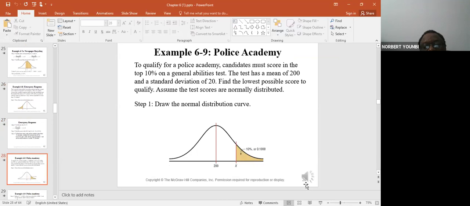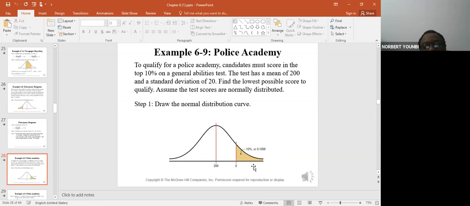Let's do an example for inverse normal. To qualify for a police academy, candidates must score in the top 10% on a general abilities test. The test has a mean of 200 and a standard deviation of 20. Find the lowest possible score to qualify. Assume the test scores are normally distributed. The lowest possible score is the score to the top right of the distribution, from which the probability that a score is above is 10%, which is 0.1. In other words, we want to find X so that the area to the right of X is 0.1.